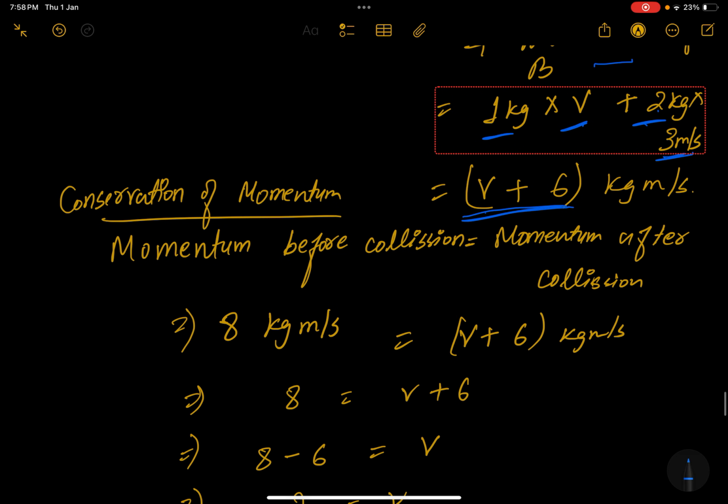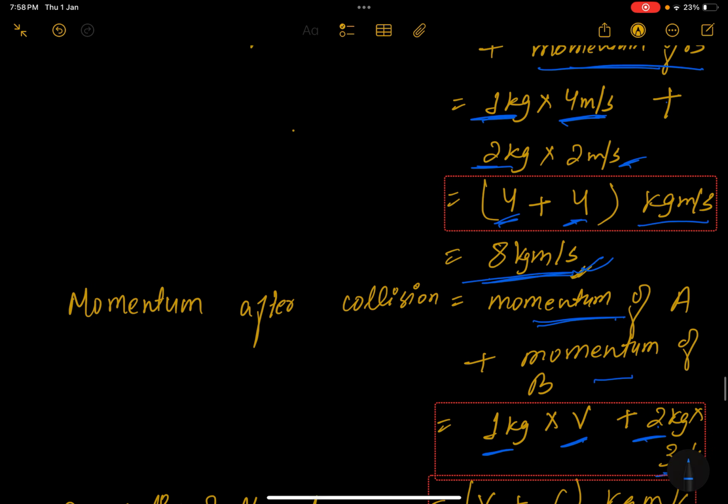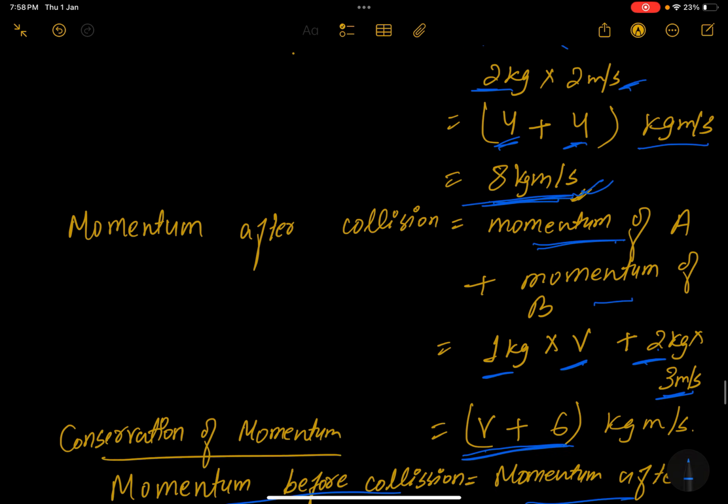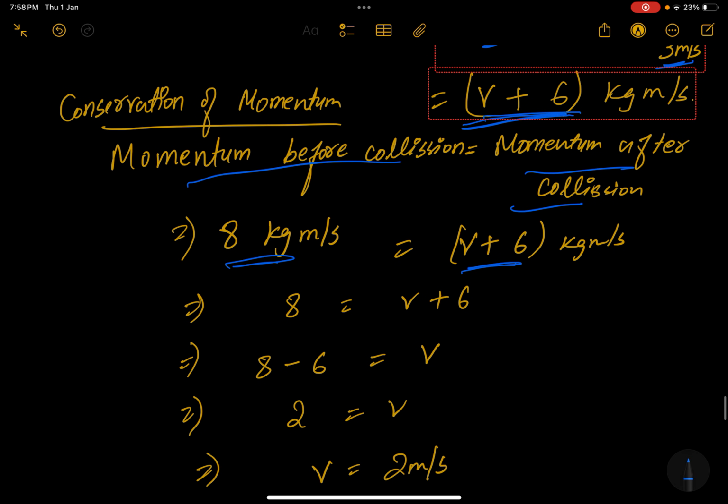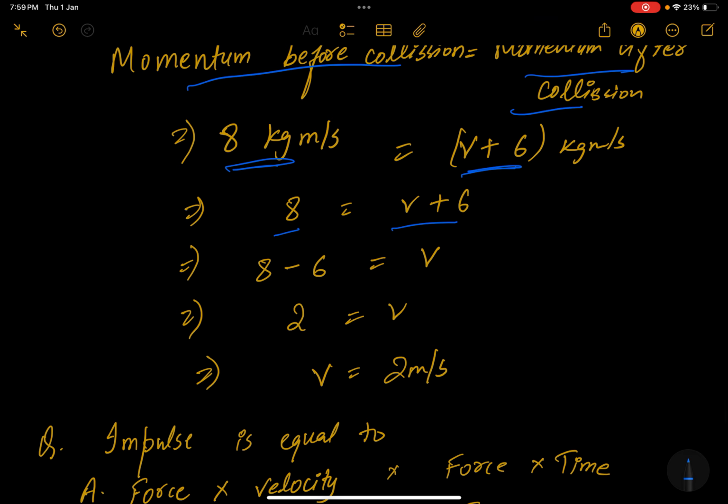Now we will apply conservation of momentum. That is, momentum before collision will be equal to momentum after collision. Before is 8 kg meter per second, and after is V plus 6. So we solve it. 8 is equal to V plus 6. We take 6 to the left, so it turns to 8 minus 6. Then we find V is equal to 2, that is 2 meters per second. So this will be the speed of ball A after collision.